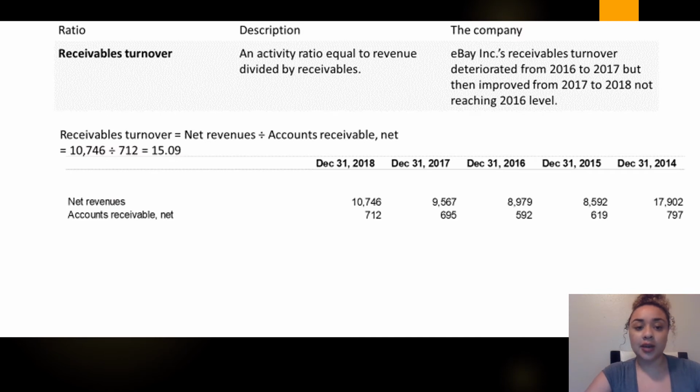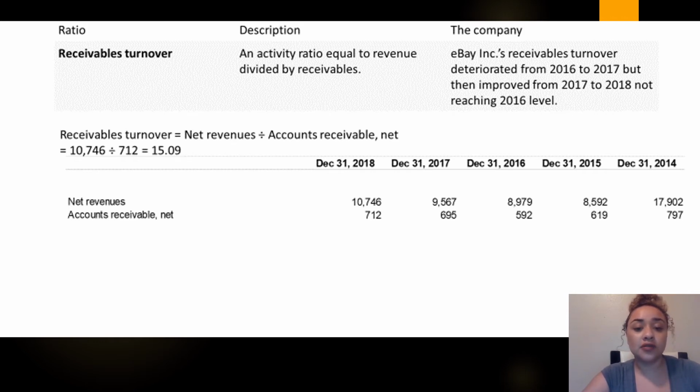Here is an example of a receivables turnover. The description that we're going to be giving is an activity ratio that's equal to the revenue divided by the receivables. So for eBay Incorporated, the receivables turnover has deteriorated from 2016 to 2017, but it did start to improve from 2017 to 2018, but it's not reaching the level that it needed to reach that was in 2016.